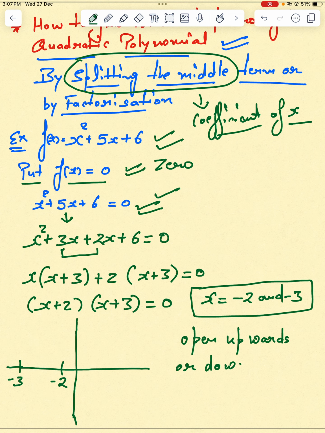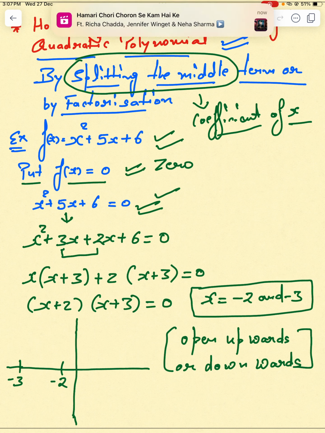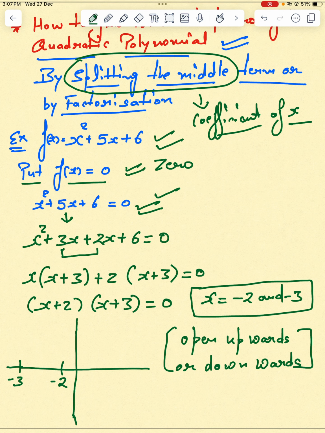We have a detailed discussion on this also in our previous session. You can go through and learn the same. So please comment in the comment box whether it will be opening upward or downward, and it should pass through the coordinates minus 2 and minus 3, right? So either it will go like this, or it can go like this. You have to tell me, right?